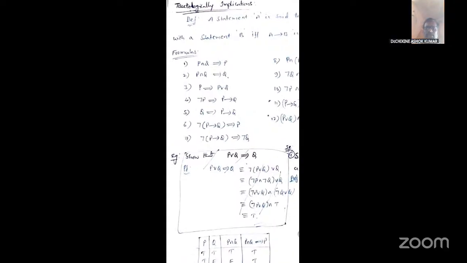These are also important formulas. P intersection Q implies P. P intersection Q implies Q. P implies P union Q. Negation P implies P implies Q. Q equal to P implies Q. Negation of P implies Q equal to P. Negation of P implies Q equal to negation Q. And P intersection P implies Q is always equal to Q. Negation Q intersection P implies Q equal to negation P. Negation P intersection P union Q equal to Q.